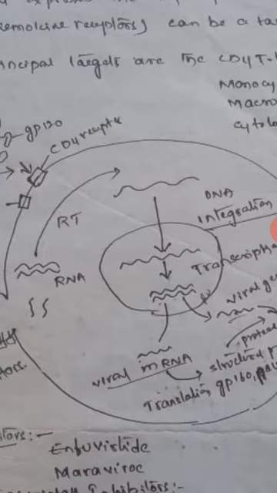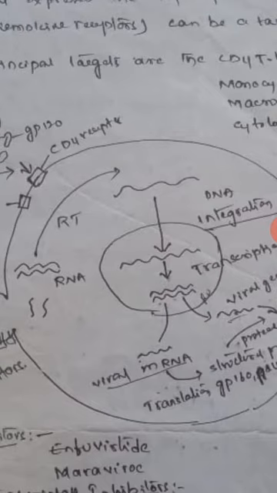What is RT? RT is nothing but reverse transcriptase. So what does reverse transcriptase do? It synthesizes DNA from RNA. Generally, RNA is synthesized from DNA, but here DNA is synthesized from RNA. So this is the reverse of transcription, called reverse transcription. Whatever enzyme is involved in reverse transcription is called reverse transcriptase. It is nothing but DNA polymerase, also called RNA dependent DNA polymerase.